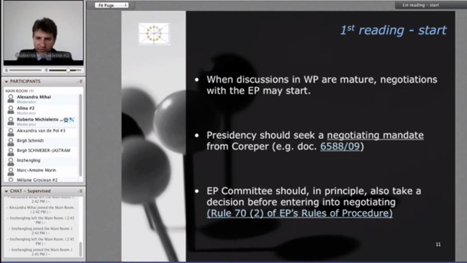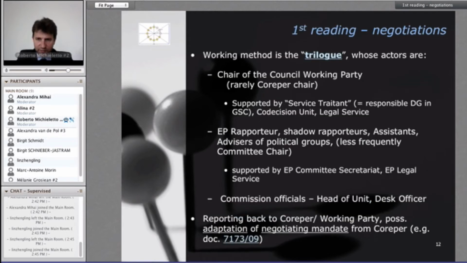We can jump on. Yes, so now we go to the first part of the trilogue. This is the working method. We are still talking about the first reading negotiations. We have the chair of the Council Working Party, or sometimes the Coreper chair, depending on the importance of the file. It is a choice of the presidency.